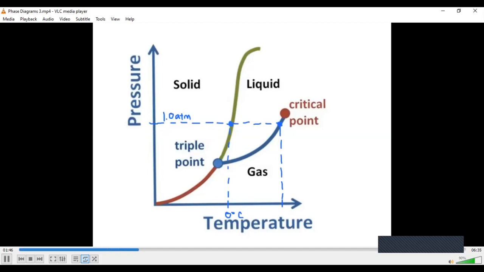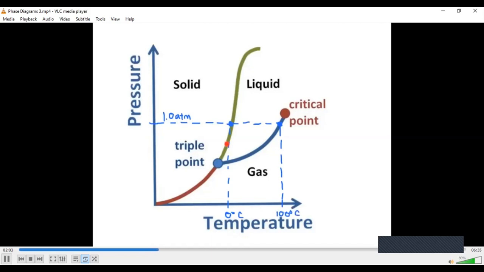We're on the line where a liquid is going to be turning into a gas, so we're going to cross this barrier, which means we're going to have boiling, and so this would have to be 100 degrees Celsius for water, because that's the temperature that water boils at. Now there's some other interesting things here.